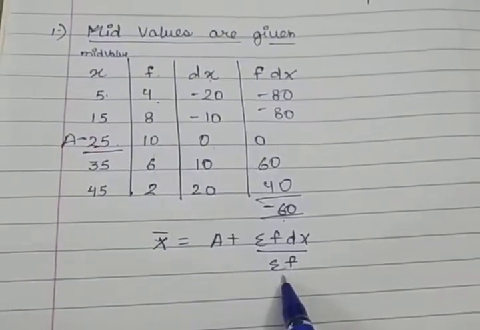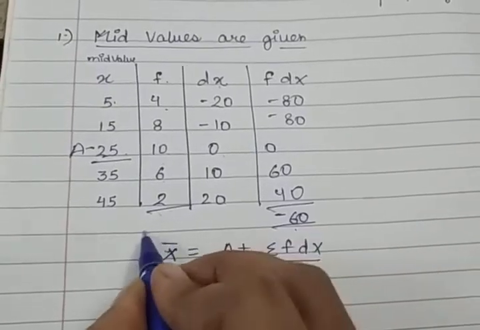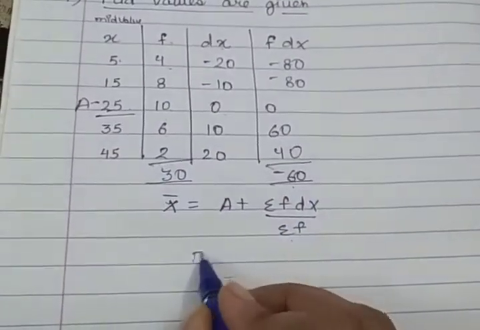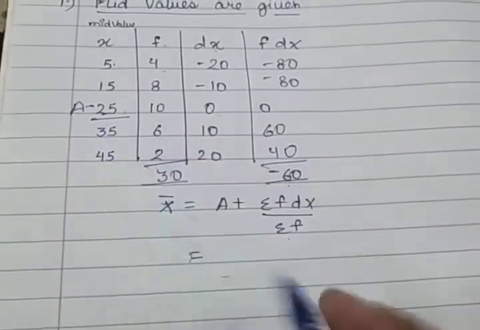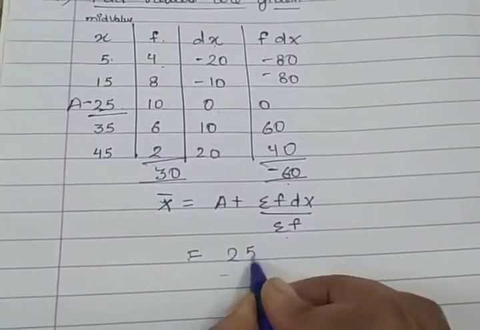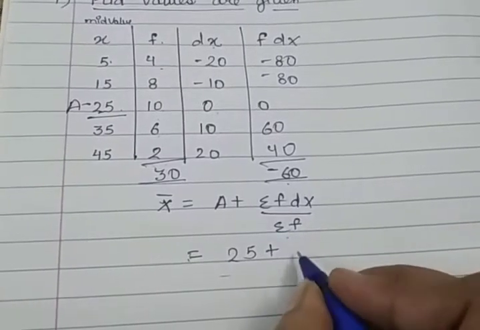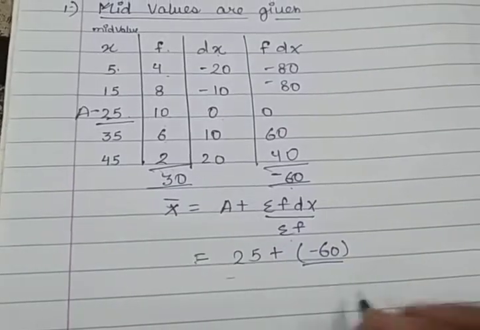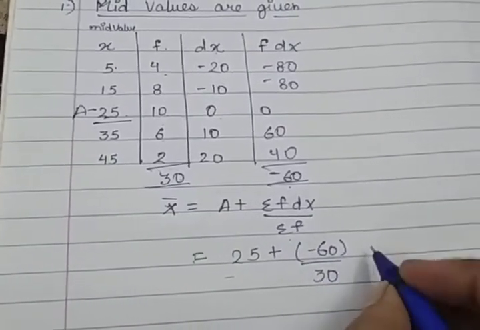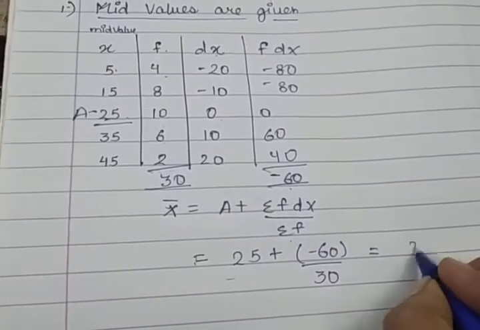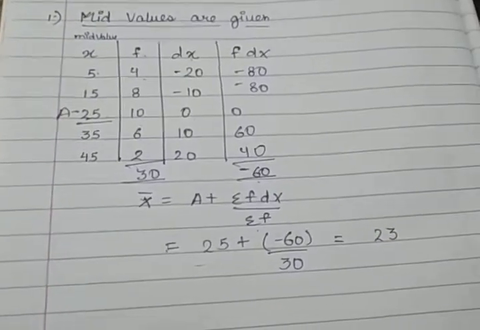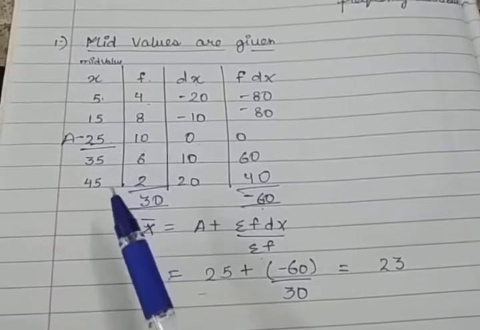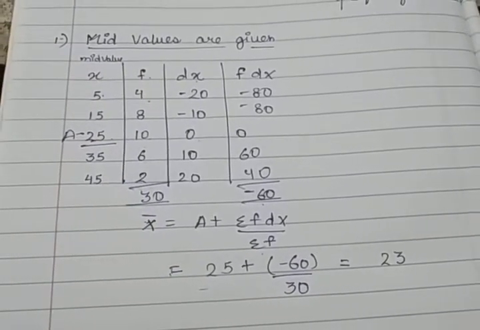Now we will put the values in the formula. Summation f, that means the total of frequency, is 30. Assumed mean 25, summation f dx minus 60 upon summation f 30. So your answer will be 23. So when the mid values are given, the same procedure which we used with the discrete series, in that same way you have to solve.